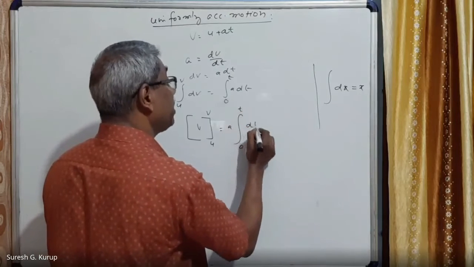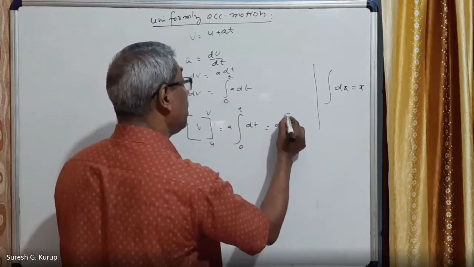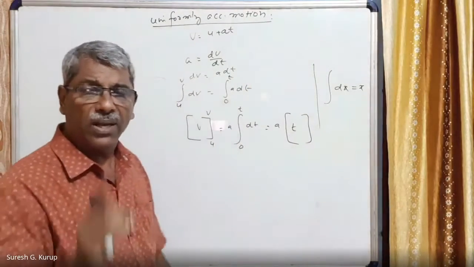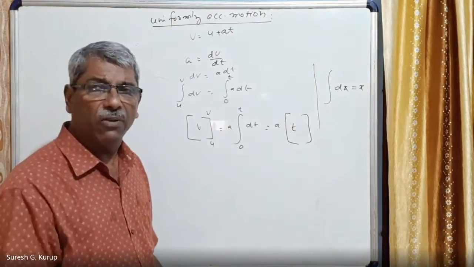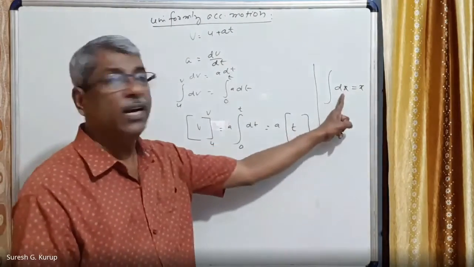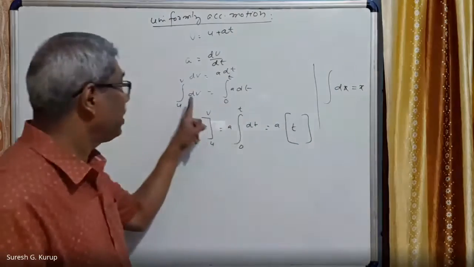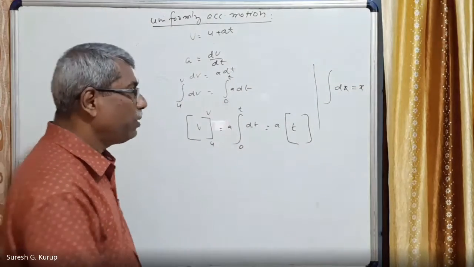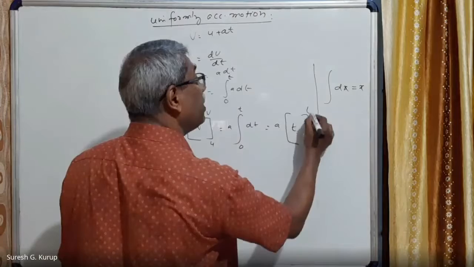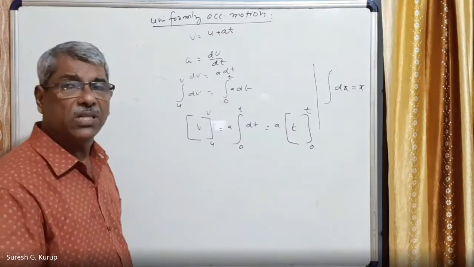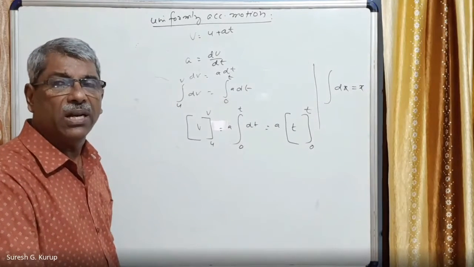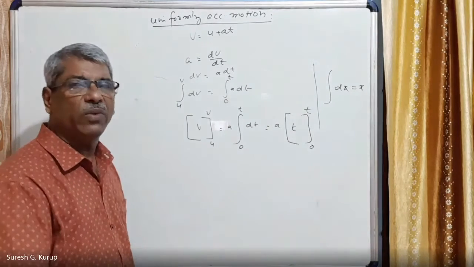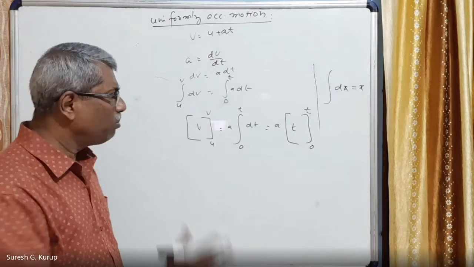Now I am integrating it. That is equal to a into t, because integral dt is equal to t. From where did you get the formula? Integral dx is equal to x, therefore integral dv is equal to v, and integral dt is equal to t. Here also we have to apply the limits, 0 and t. This is called definite integration, because within certain limits only we are integrating the function. Both sides are integrated.